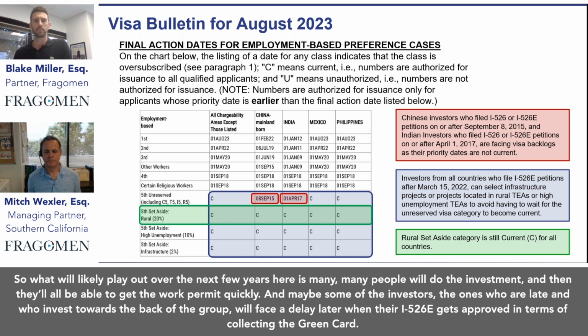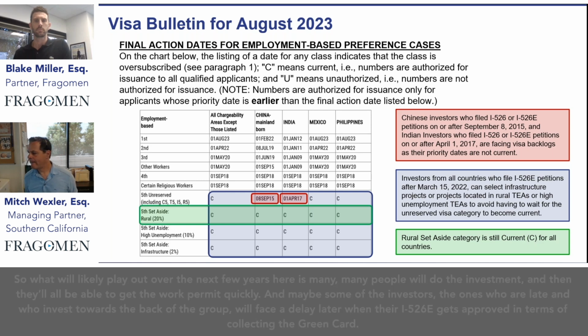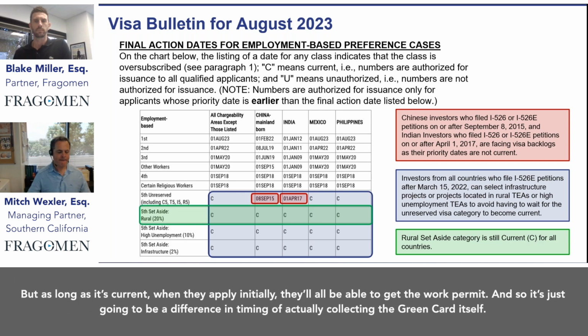And maybe some of the investors, the ones who are late and invest towards the back of the group, will face a delay later when their I-526E gets approved in terms of collecting the green card. But as long as it's current when they apply initially, they'll all be able to get the work permit. So it's just going to be a difference in timing of actually collecting the green card itself.